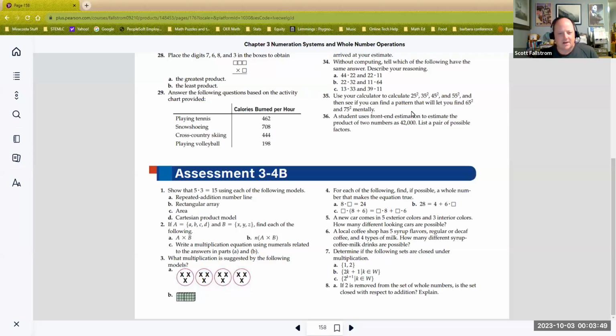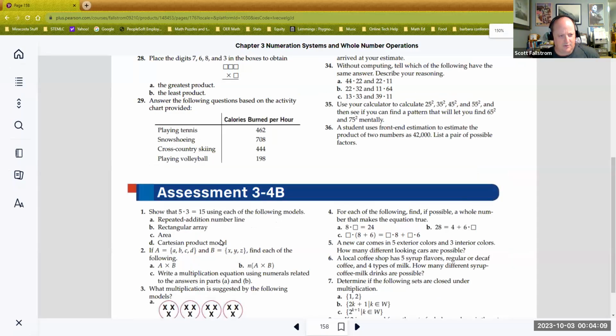Hello, students. Got a couple questions out of section 3.4. Section B, first question was on 2C. So let's take a look at 2C. So here's 2, and I'll zoom in just a little bit more here.